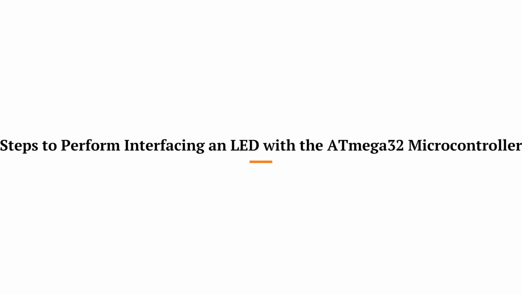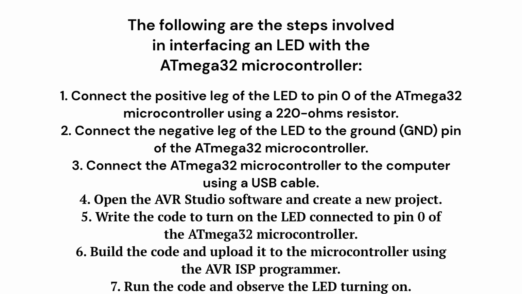Steps to perform interfacing an LED with the ATmega32 microcontroller. The following are the steps involved in interfacing an LED with the ATmega32 microcontroller. 1. Connect the positive leg of the LED to pin 0 of the ATmega32 microcontroller using a 220 ohms resistor. 2. Connect the negative leg of the LED to the ground (GND) pin of the ATmega32 microcontroller.